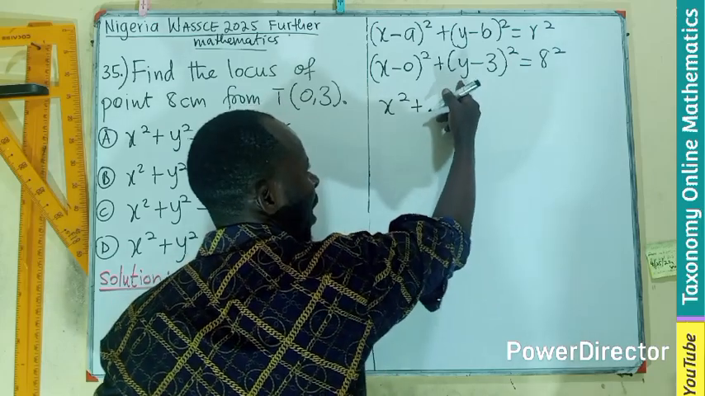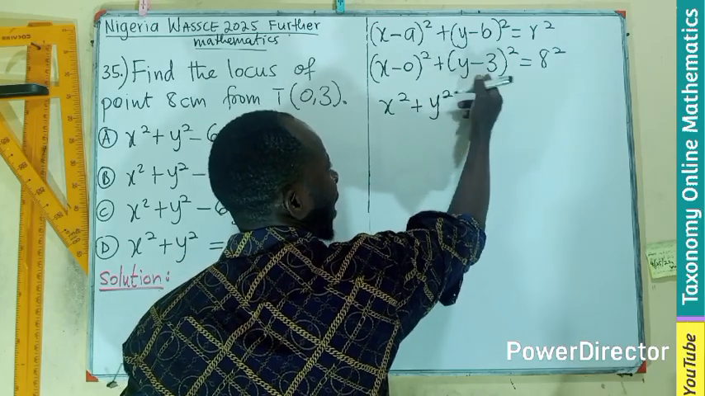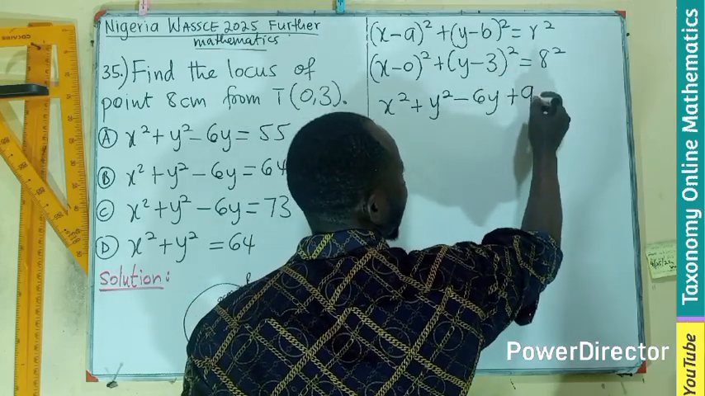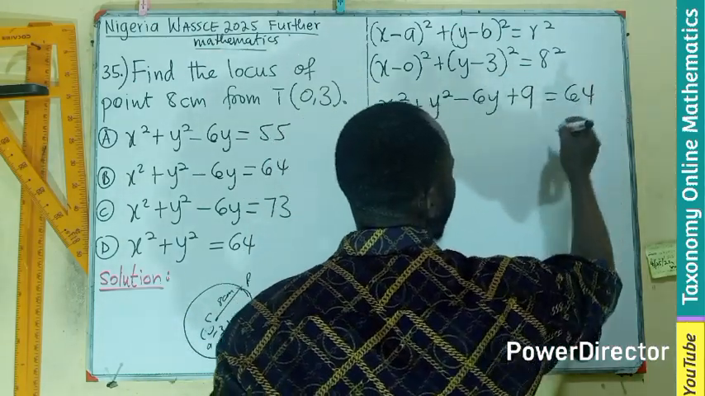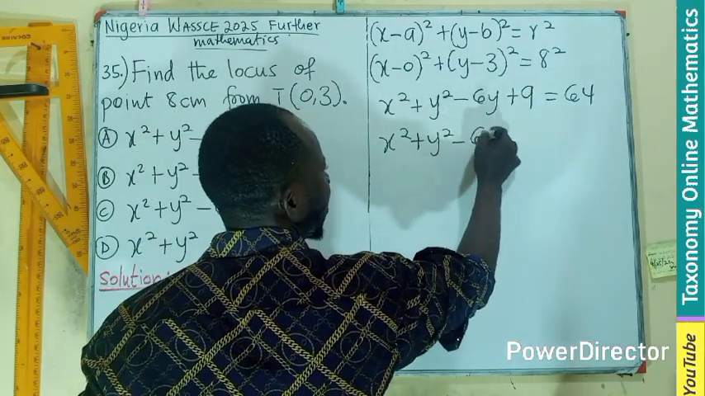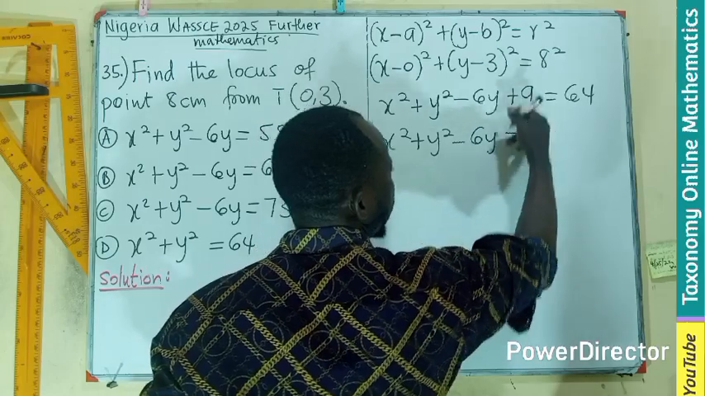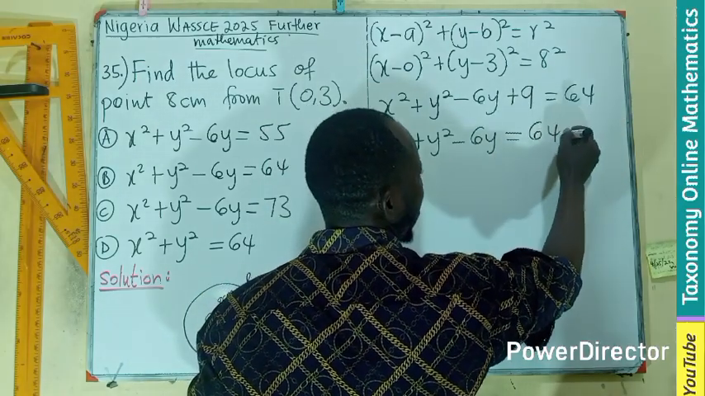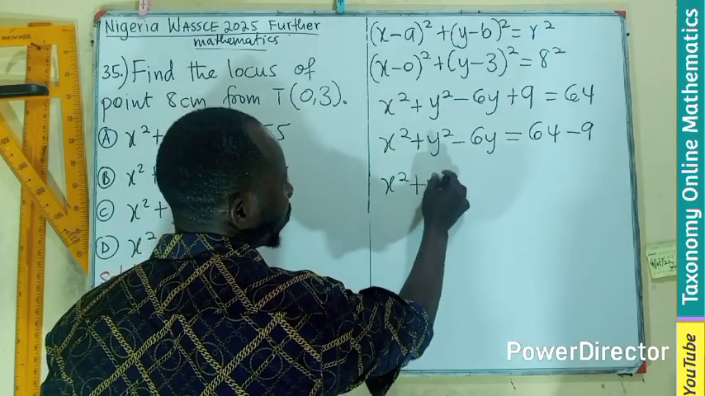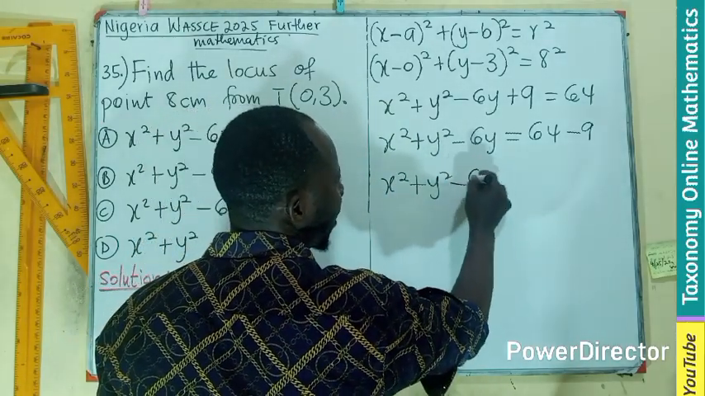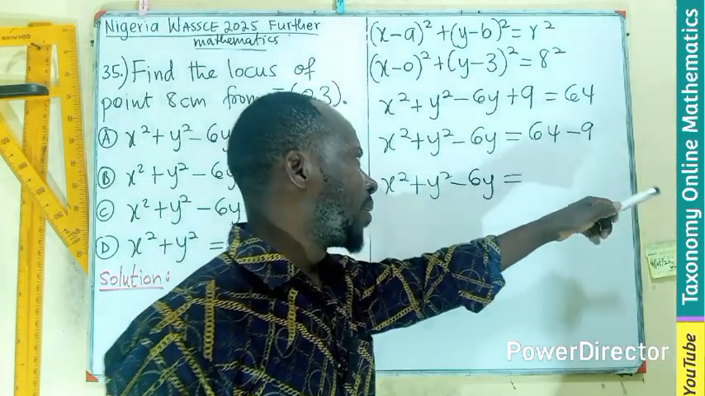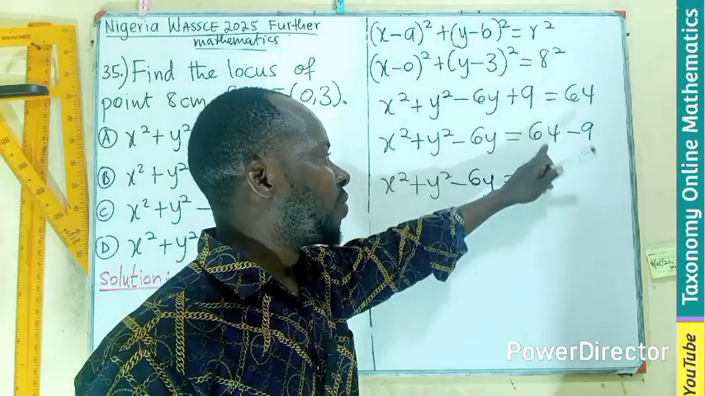Then here, you square the first, twice their product gives minus 6y, square the last, which is 9, equals 64. So this becomes x squared plus y squared minus 6y equals 64 minus 9. So x squared plus y squared minus 6y will now be equal to 55.